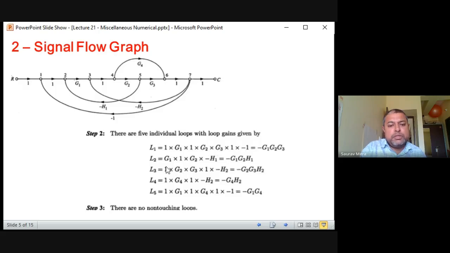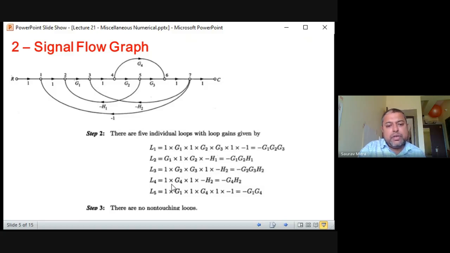What is loop 2? G1, G2, minus H1. So this G1, G2 and minus H1 is the second loop. What is L3? G2, G3, minus H2. It is starting from node 3 and extended up to 7. So this is G2, G3 and minus H2. This is the third loop.